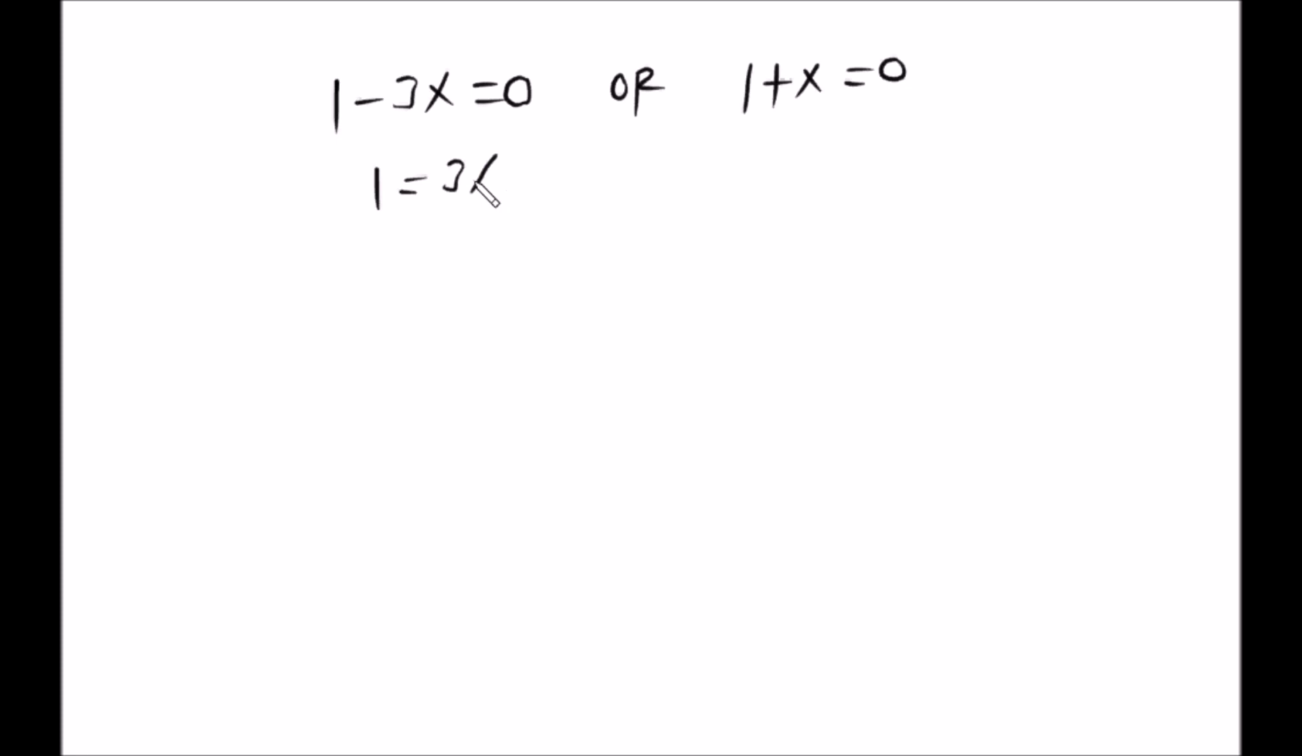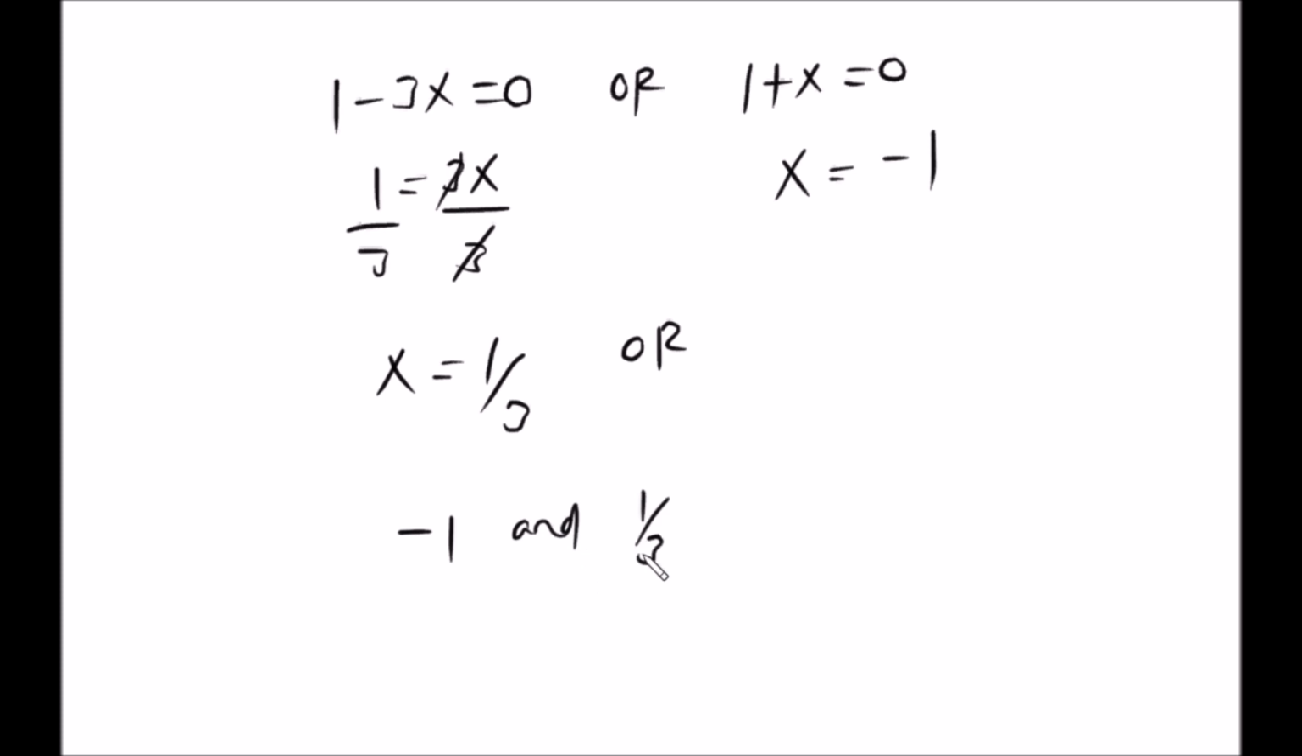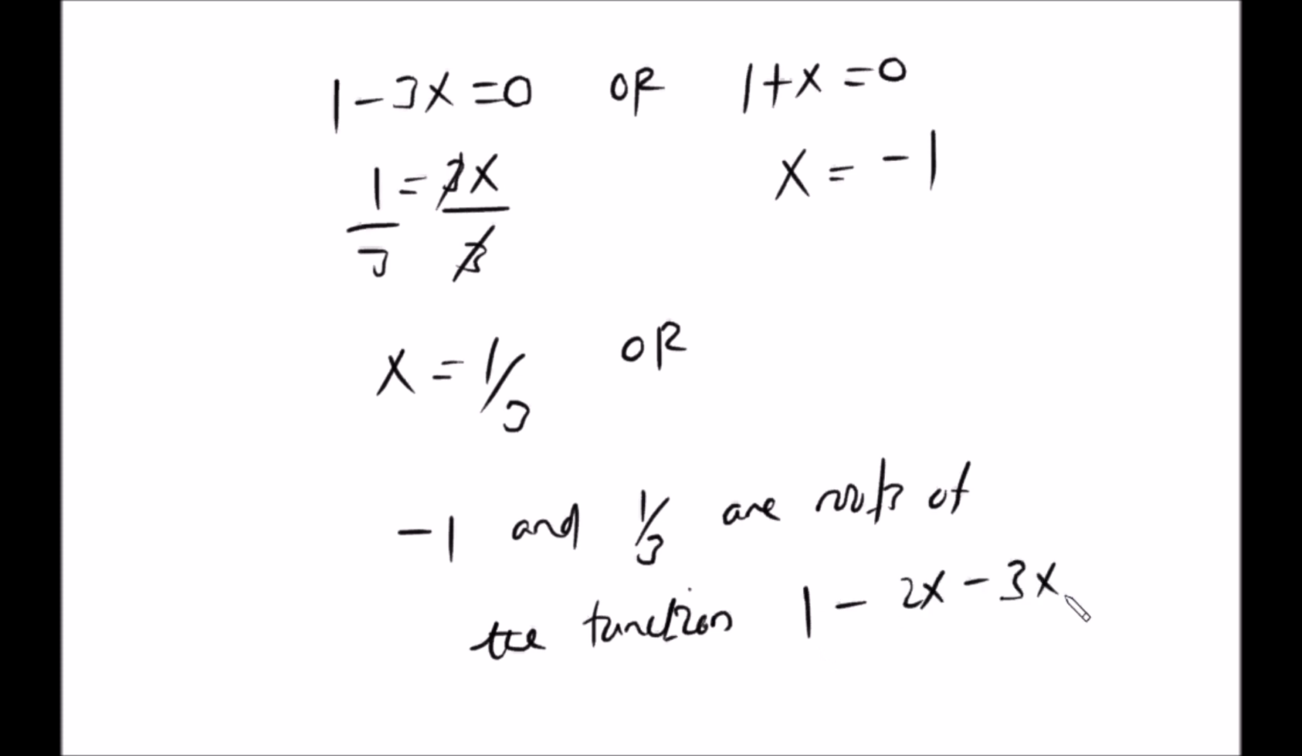So 1 minus 3x equals 0, meaning 1 equals 3x, over 3 over 3. So x equals 1 over 3, or here x equals negative 1. So negative 1 and 1 over 3 are roots of the function. Which function is that? 1 minus 2x minus 3x squared. So the way to find roots is like this: set the function equal to 0 and find the values of x when that function is 0. Let me say see you in the next tutorial.